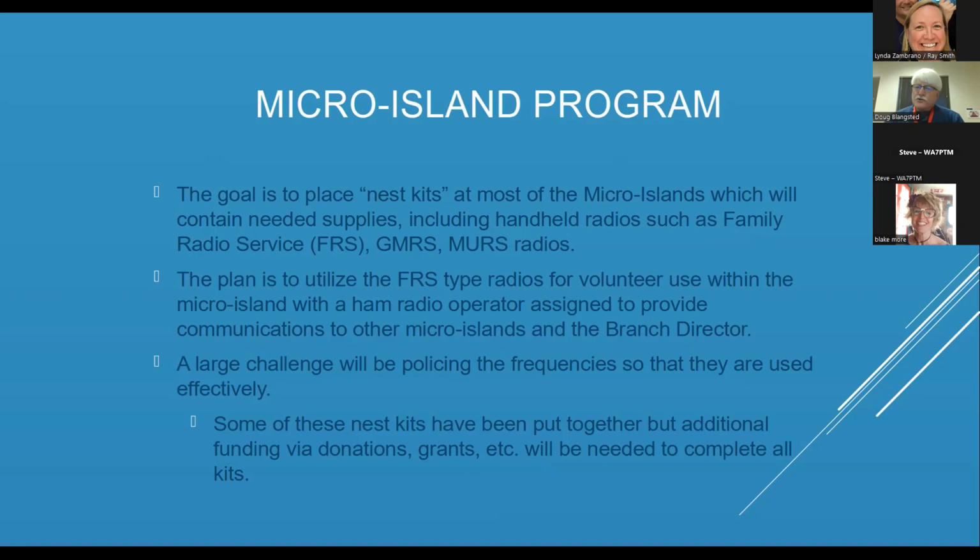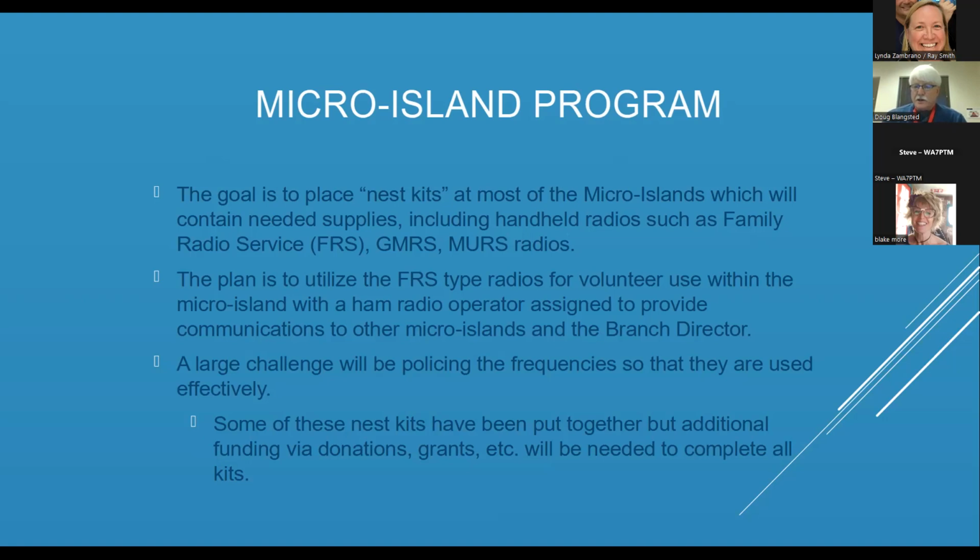So a large challenge, as it says, there will be policing the frequencies so that they are used effectively. And one of the problems we're already anticipating that we're going to run into, we have a bunch of simplex frequencies, simplex amateur radio frequencies.